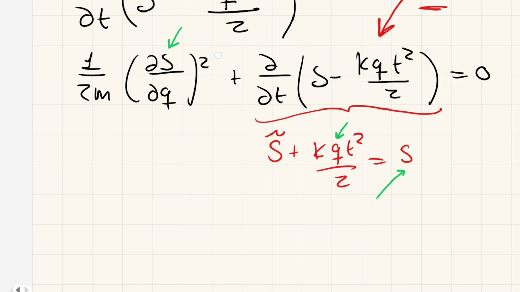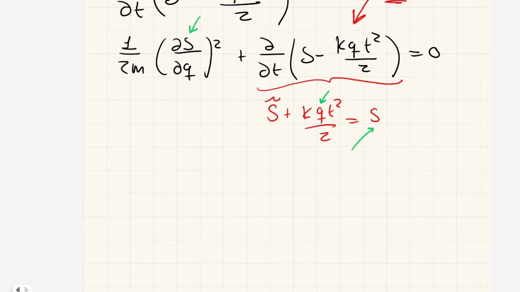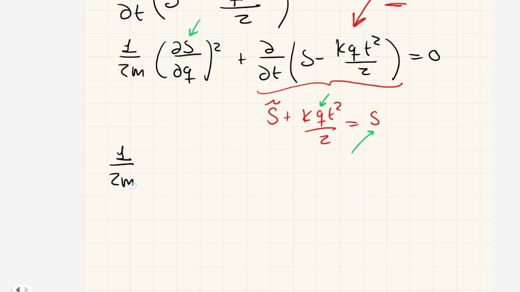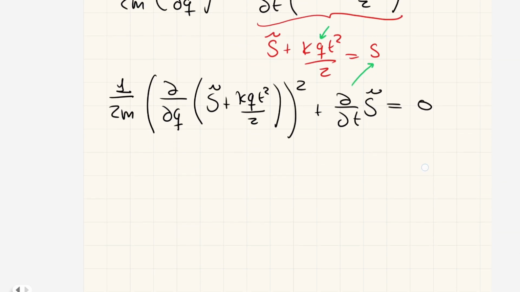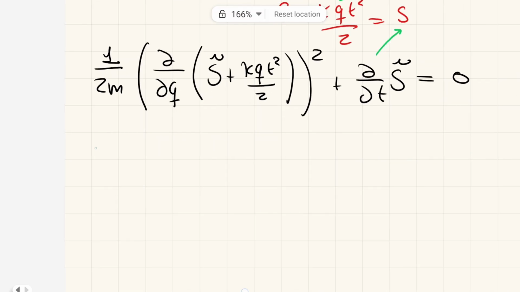Let me do it for you to see it more clearly. We are going to have 1 divided by 2m, the partial with respect to Q of S tilde plus KQT squared divided by 2, and this is all raised to the second power. And then plus the partial with respect to time of S tilde, and this is equal to 0. So here we are going to take the derivative of each element that we have here.